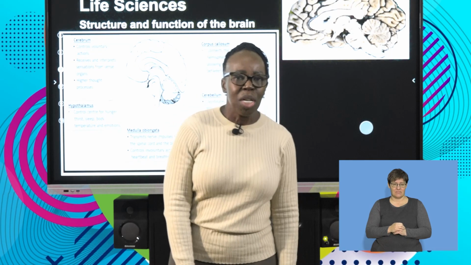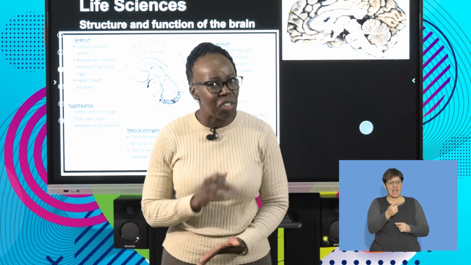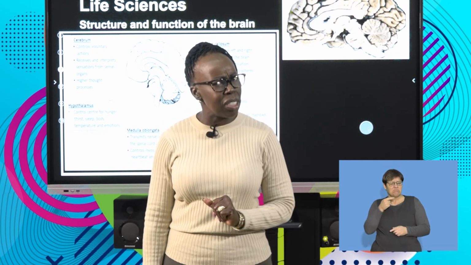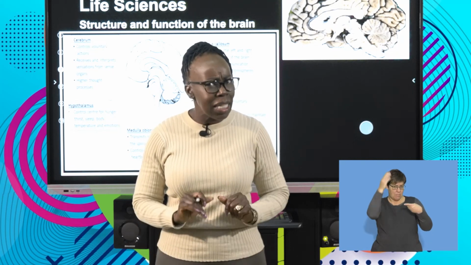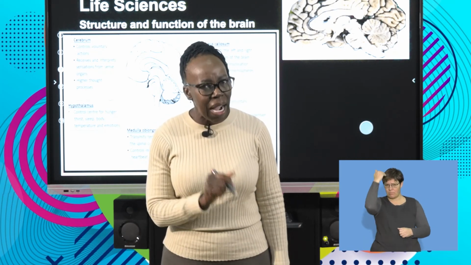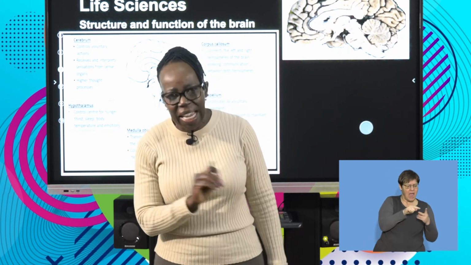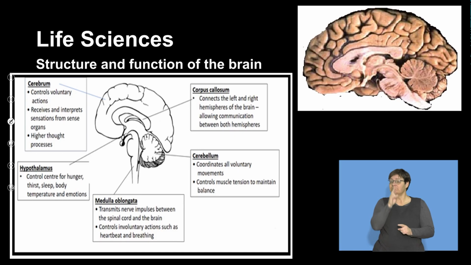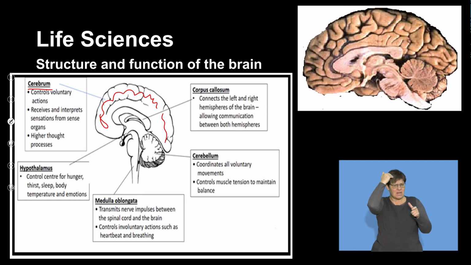Now, we said we're dealing with the central nervous system, which consists of the brain and the spinal cord. So let's look at this brain, its parts and the function of each and every part. We start here. Here we've got the cerebrum. This is the biggest part of the brain. What is the function of this biggest part of the brain up to here?